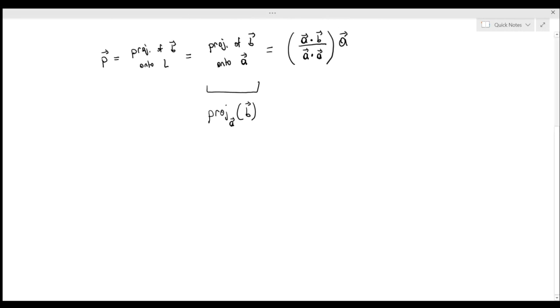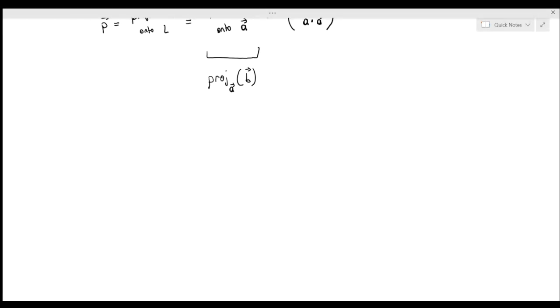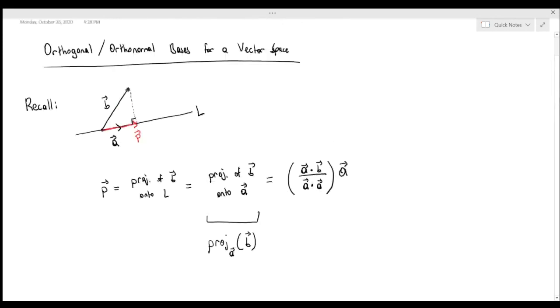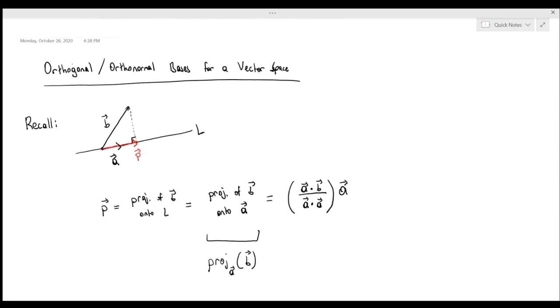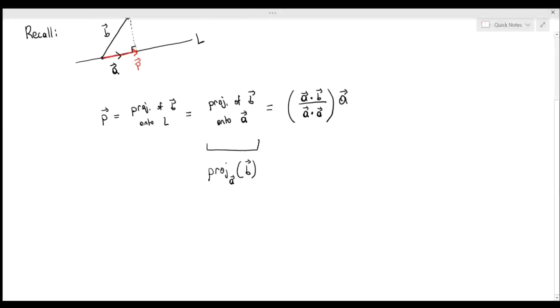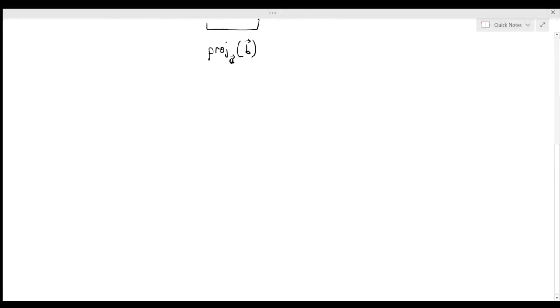Now, I was going to talk about having an orthogonal or possibly an orthonormal basis for a vector space. So we've talked about what a basis is. It's a collection of vectors that both spans your space and is linearly independent.